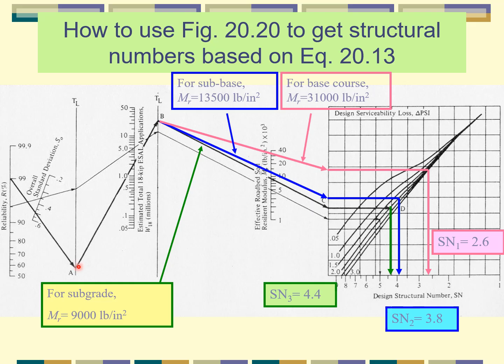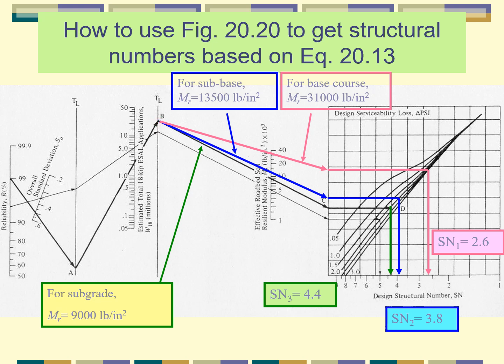Now if you just look at this one, this is the estimated total equivalent single axle load. So let's say in this case the accumulated equivalent single axle load is this one. So just join this point to this and reach this point B. So simply by using the values of the different parameters we have reached here.